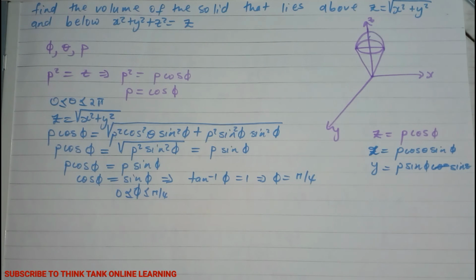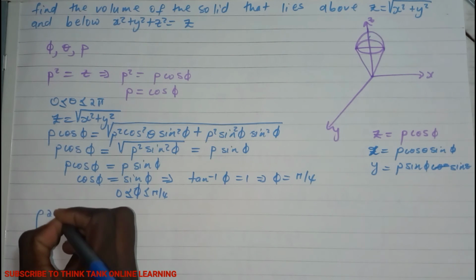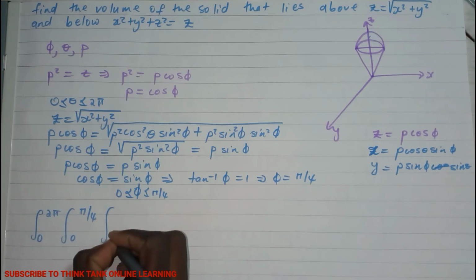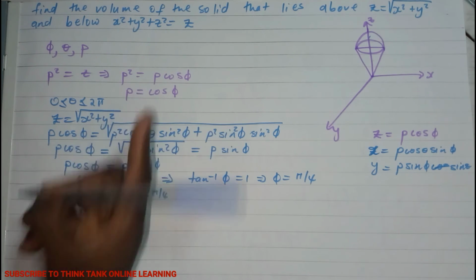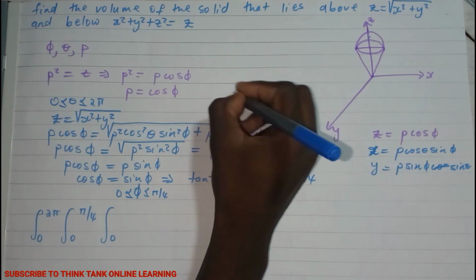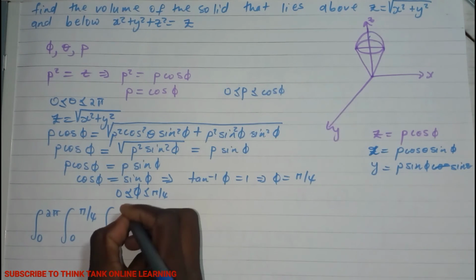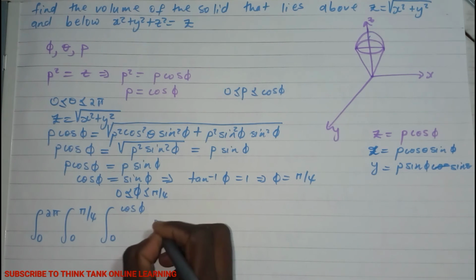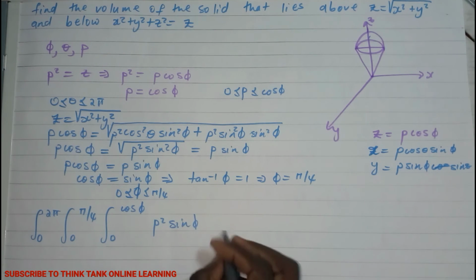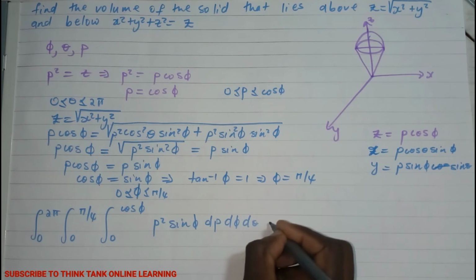Now let's set up our triple integral. I'm going to have 0 to 2 pi for theta, 0 to pi upon 4 for phi, and I didn't say anything about the limits for rho. Rho ranges from 0, and I'm going to leave it in terms of cos phi, so it's 0 to cos phi for rho. Our Jacobian is rho squared sine phi, d rho d phi d theta.